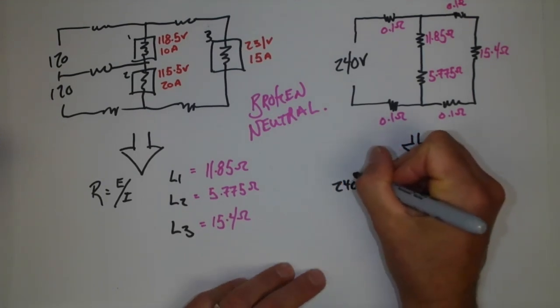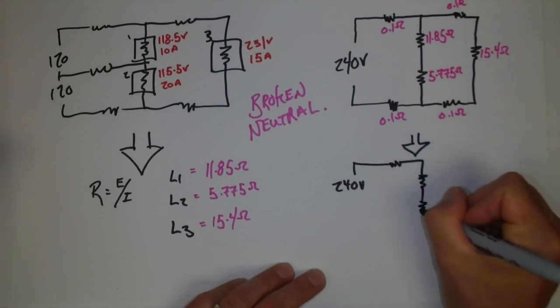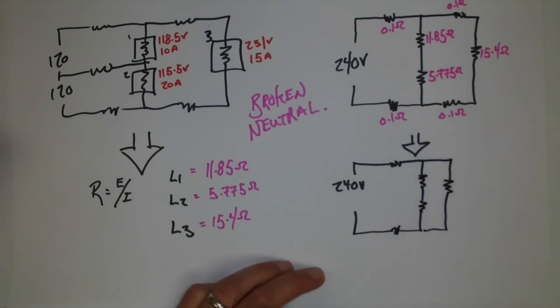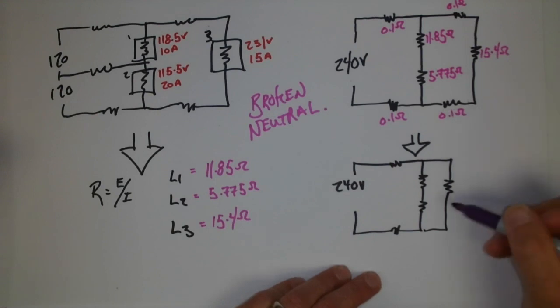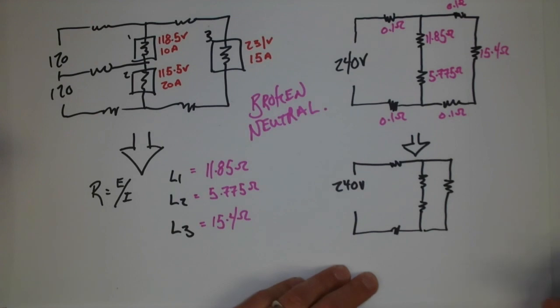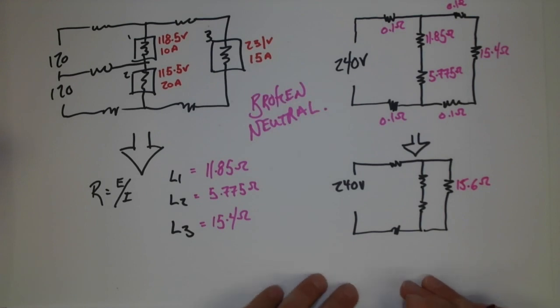240 volt, resistor, resistor, resistor, resistor, resistor. So what we're left with is these 1, 2, 3 combined to give me this one here. So 0.1 plus 15.4 plus 0.1. Well, that would be 15.6 ohms, right? And these 4 would remain the same, wouldn't they?